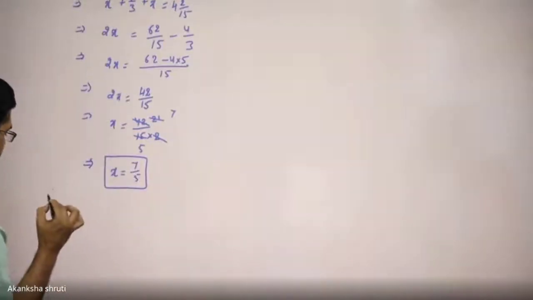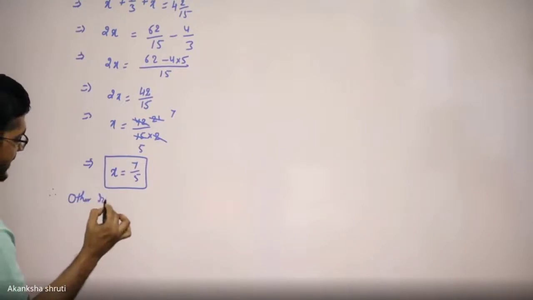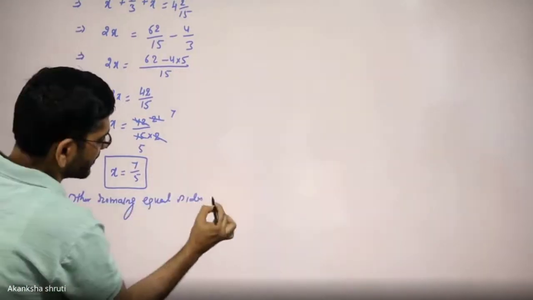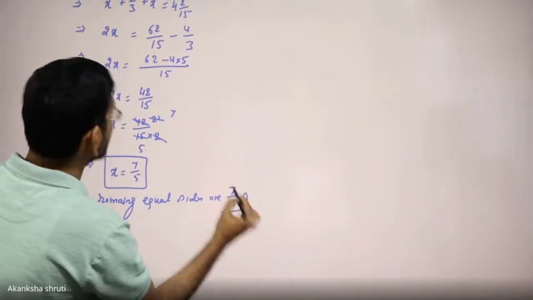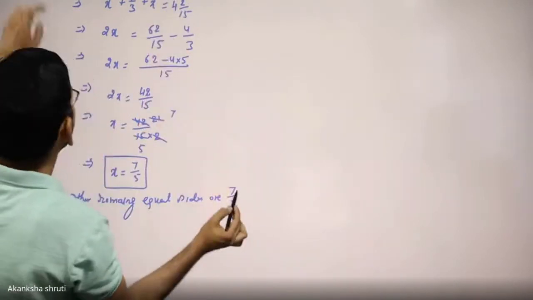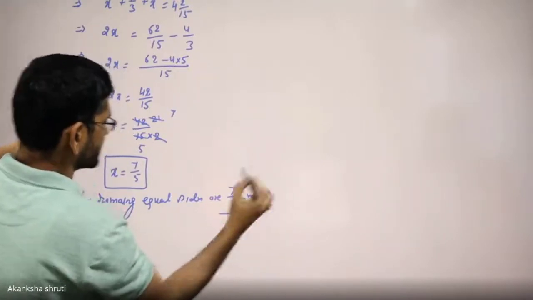Therefore, we can write here the remaining equal sides are 7 by 5. This is the answer. Do not forget to write the unit. Here it is given that it is in centimeters. So this is in centimeters.